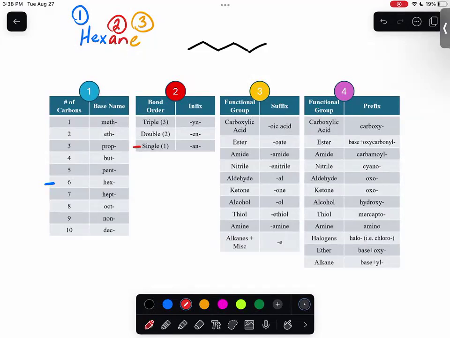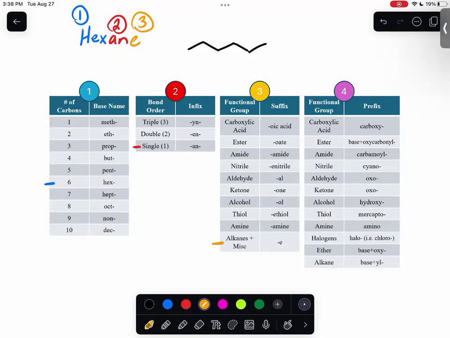For the third piece, we're looking at a functional group that is present. With these, we can have different functional groups, and you can see all of the ones written out here. You can have anything from carboxylic acids, alcohols, aldehydes, all that stuff. But for this specific one, we're just looking at carbon chains. Carbon chains are alkanes, which means that they are all the way down here in this bottom category of alkanes and miscellaneous, which ends with the suffix E. So putting these three together, we have hex, A-N-E, hexane.